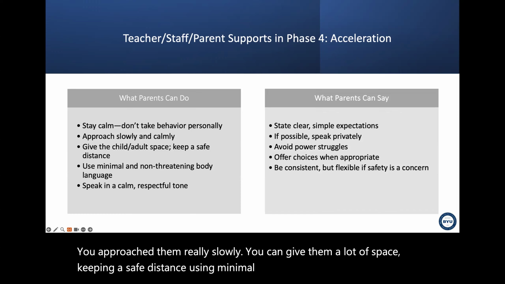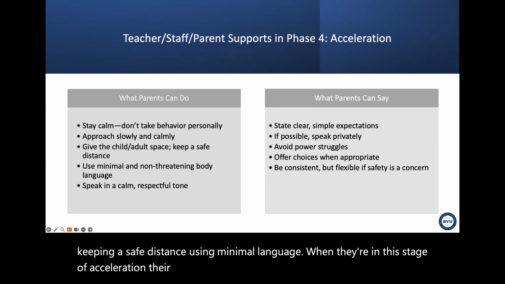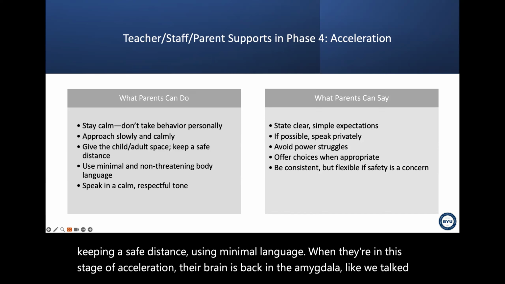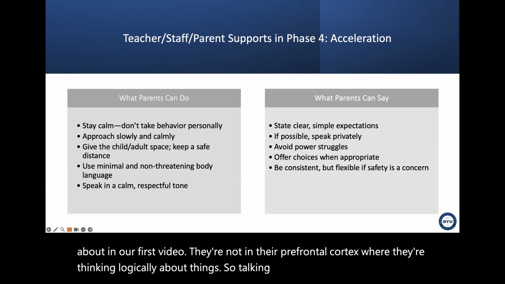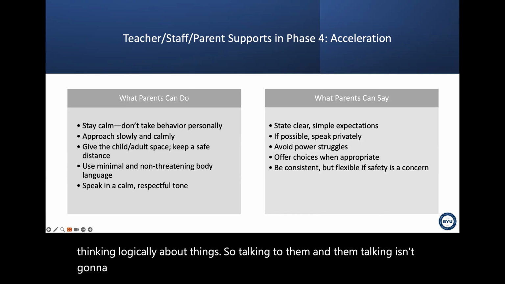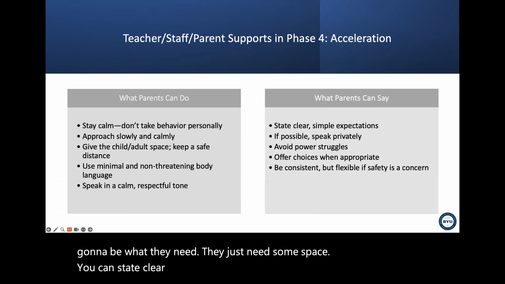When they're in this stage of acceleration, their brain is back in the amygdala, like we talked about in our first video. They're not in their prefrontal cortex where they're thinking logically about things. So talking to them and them talking isn't going to be what they need. They just need some space. You can state clear expectations, just avoiding power struggles, and then offering choices when it's appropriate.